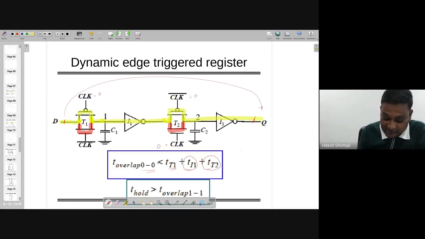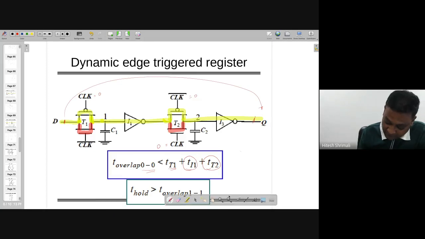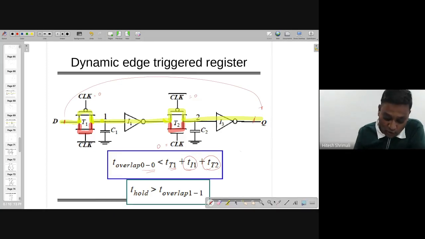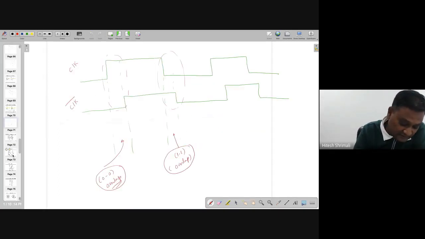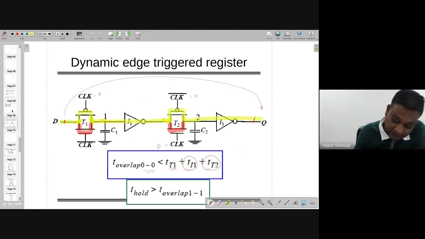However, if it is greater than that, meaning overlap 0-0 is more, this value can be transferred over here, right? And similarly, if you are looking at the whole time, the input has to be held. So by looking at this diagram, you can understand that after getting the value, it has to be held for more than the overlap by 1-1.